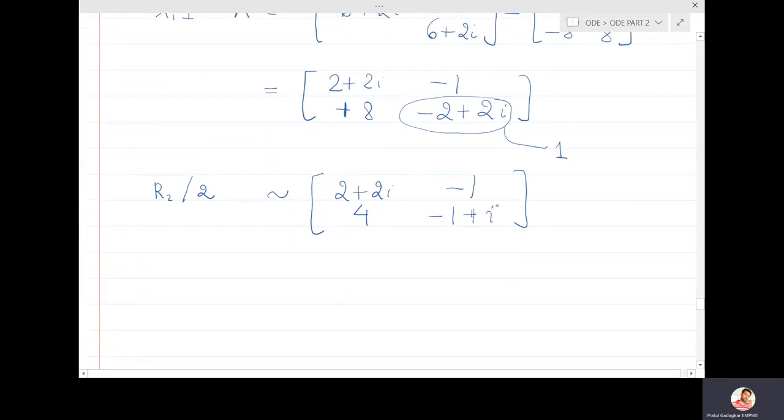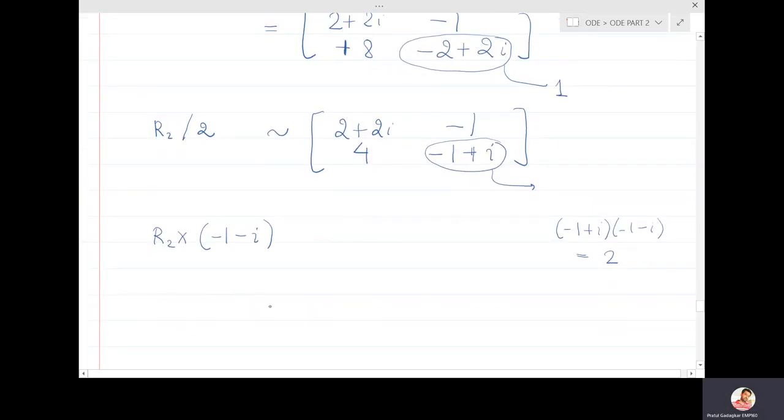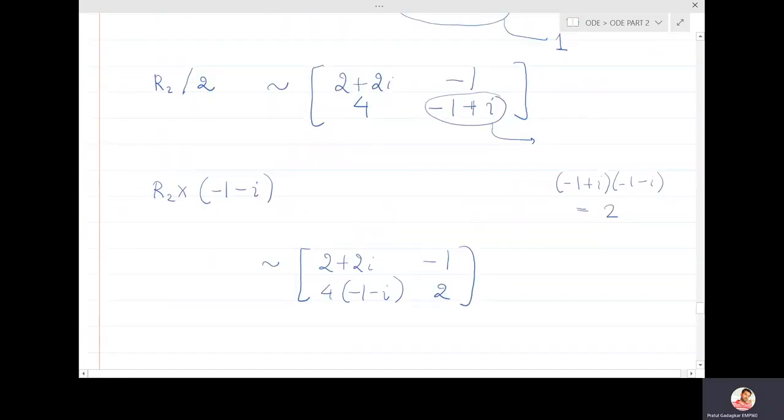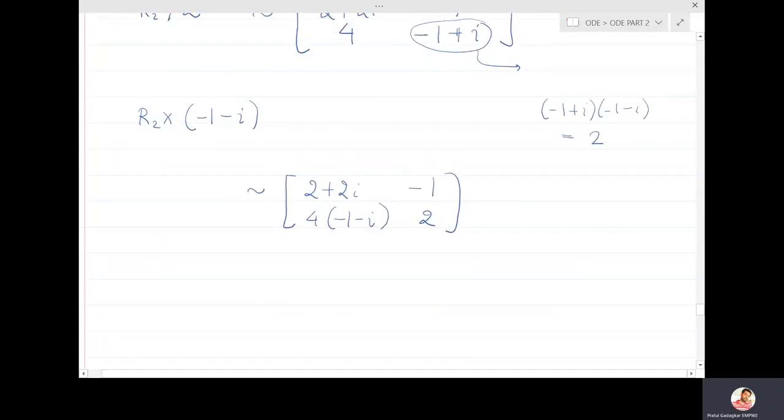Now how am I going to make this complex number into a real number? I will multiply that by its conjugate. So I'll multiply R2 by minus 1 minus i. We know that minus 1 plus i and minus 1 minus i will multiply and give me 2. So this will be 2 plus 2i, minus 1, 4 into minus 1 minus i, and this will just become 2. I remember our target was to make this 1, so we'll now divide the second row by 2 again.